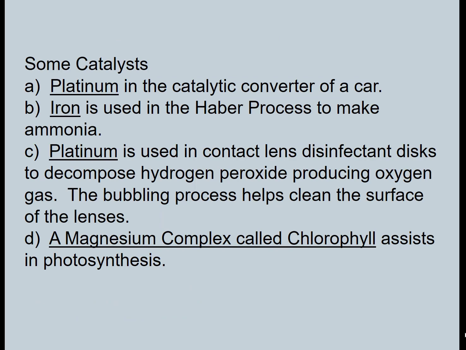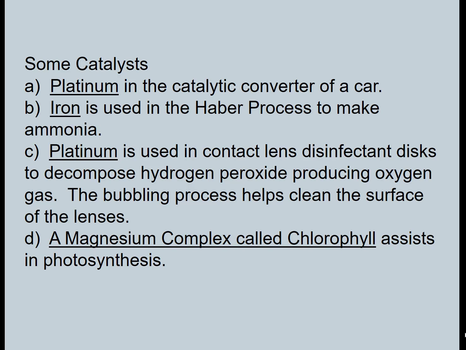Some different catalysts in our life and in industry. Platinum is used in the catalytic converter of the car. It is a heterogeneous catalyst because it's a solid and it allows some gaseous particles to line up more effectively. So instead of producing a lot of carbon monoxide, which is very toxic to people and to animals and to living things, it will change that CO to carbon dioxide, which is a little bit better.